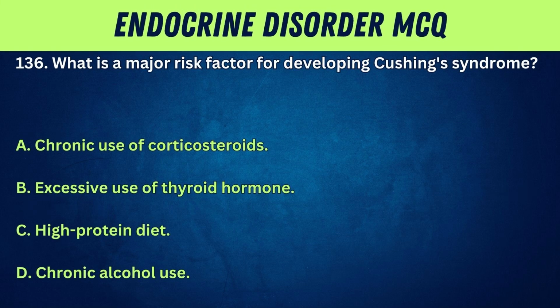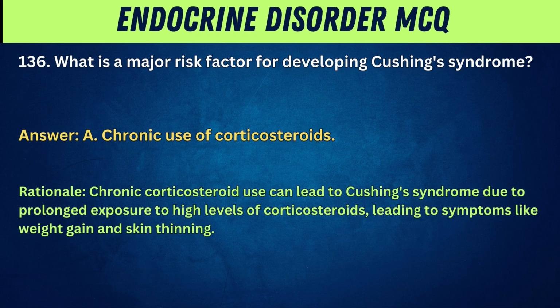136. What is a major risk factor for developing Cushing's syndrome? A. Chronic use of corticosteroids. B. Excessive use of thyroid hormone. C. High-protein diet. D. Chronic alcohol use. Answer: A. Chronic use of corticosteroids. Rationale: Chronic corticosteroid use can lead to Cushing's syndrome due to prolonged exposure to high levels of corticosteroids, leading to symptoms like weight gain and skin thinning.